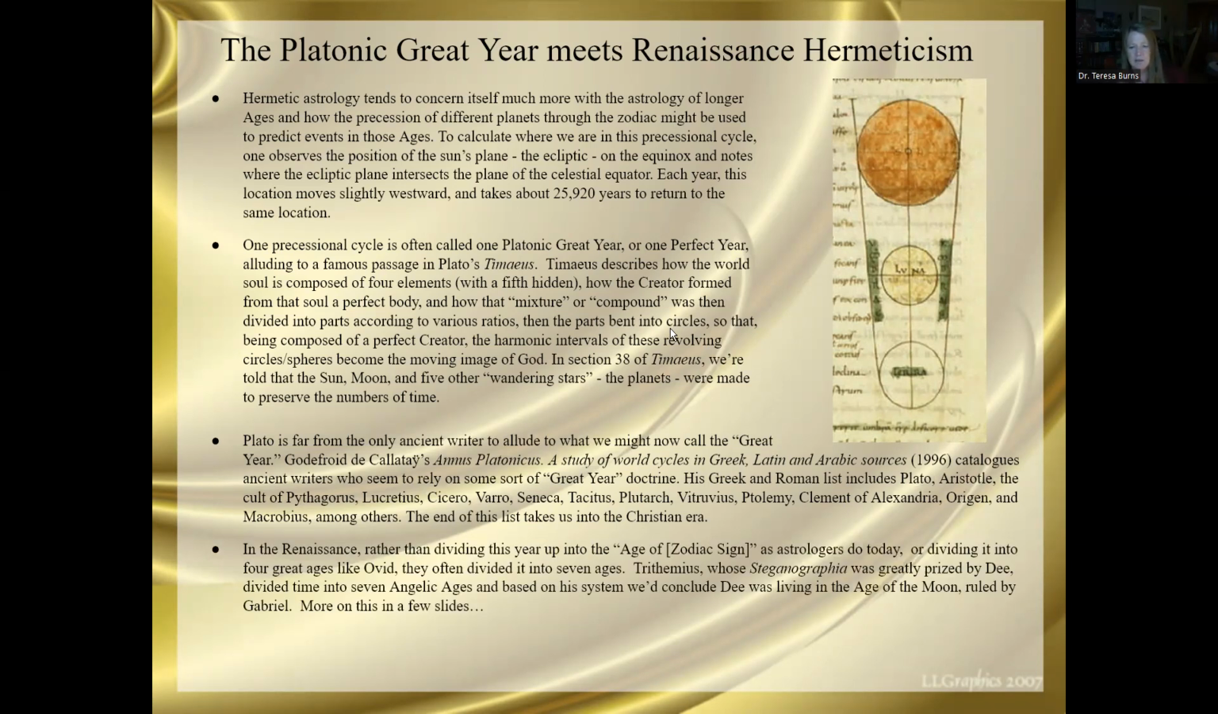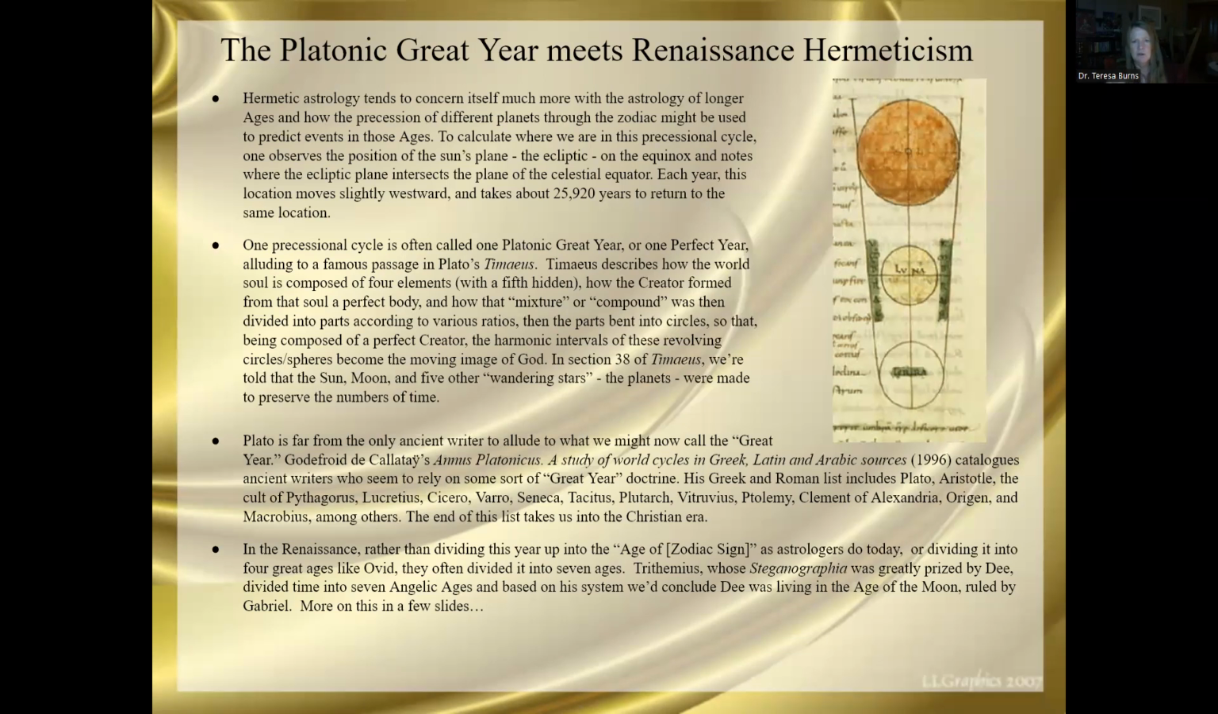And in the Renaissance, as we're going to talk about more later, rather than dividing things up into the age of whatever, like we do now, like the age of Aquarius being about to start, or the Christian age being the age of Pisces, they will go into 4 great ages occasionally, but usually they divide it into 7.